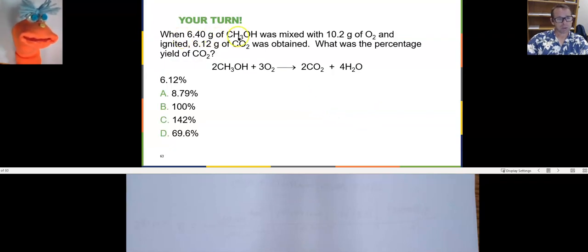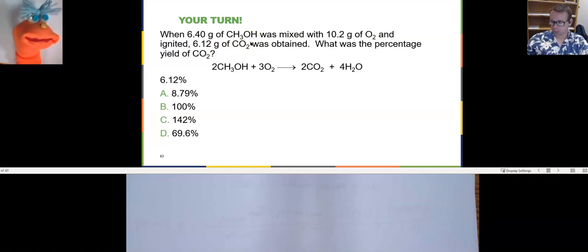So if 6.4 grams of methanol was mixed with 10.2 grams of oxygen and ignited, and we get this much carbon dioxide, we want to know what the percent yield was. Okay? And we should be able to identify what the theoretical yield is. Here, this 6.12, is that the theoretical yield? Yeah, that's the theoretical yield. Well, we don't necessarily know what the theoretical yield is yet. We just know that this is what we actually got. So that's what we call the actual yield, right? Oh, yeah, okay.